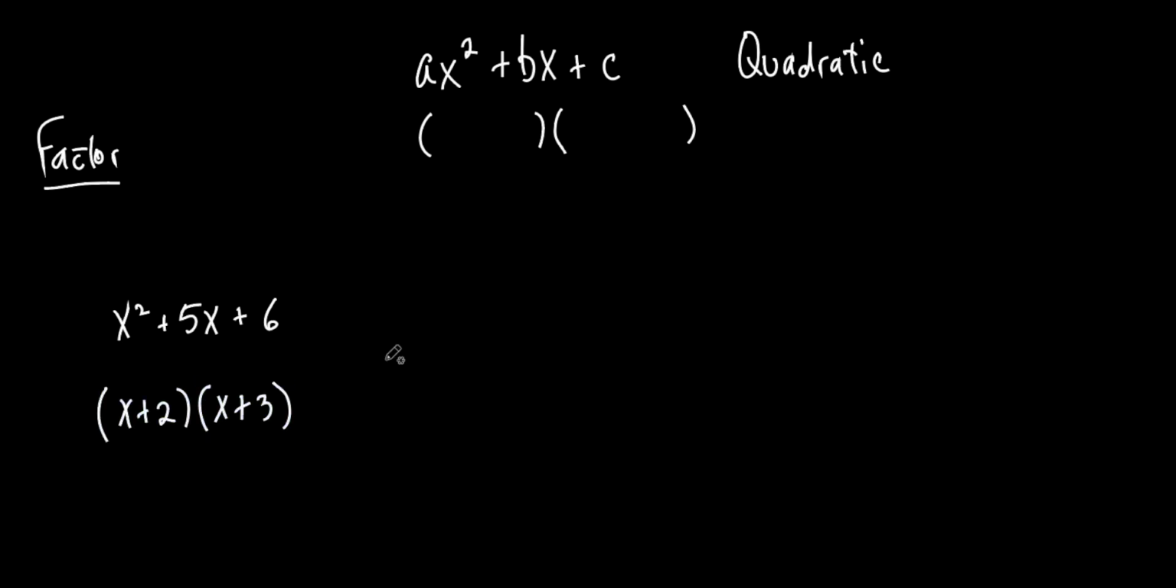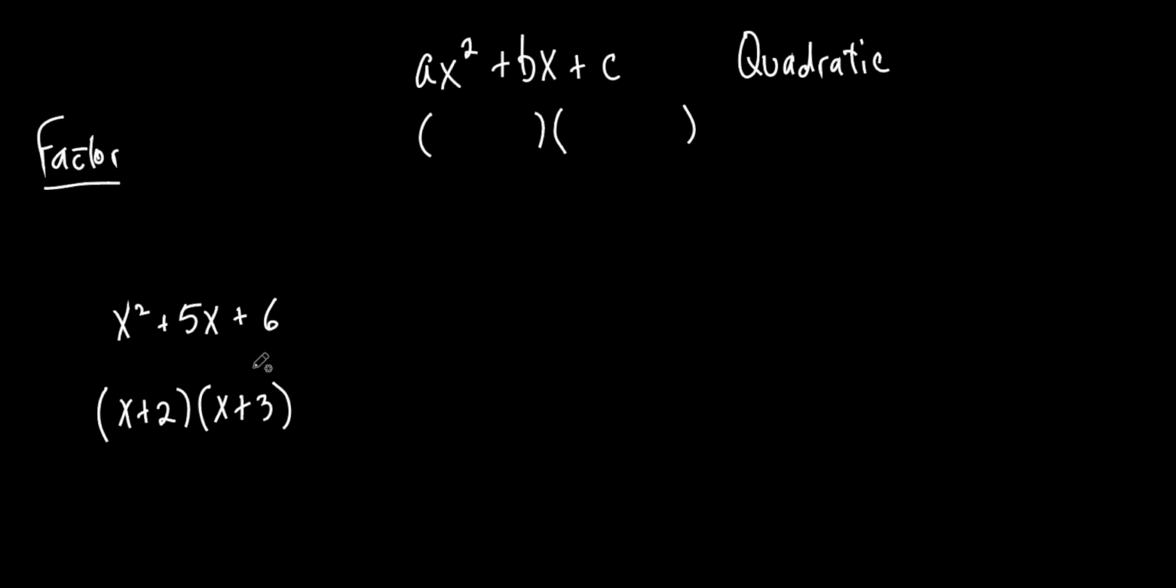So how in the world did we get from this to that? Well, let's see if you can see what's going on here. Look at the 2 and the 3. I got a 6 out of it, and I got a 5 out of it. Tell me something about 2 and 3 to get a 6 and to get a 5.